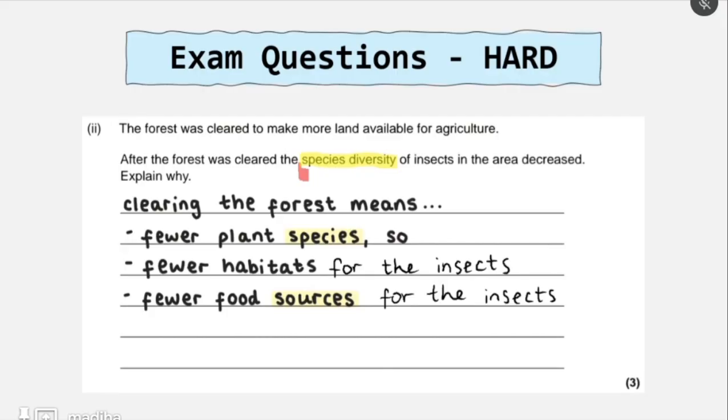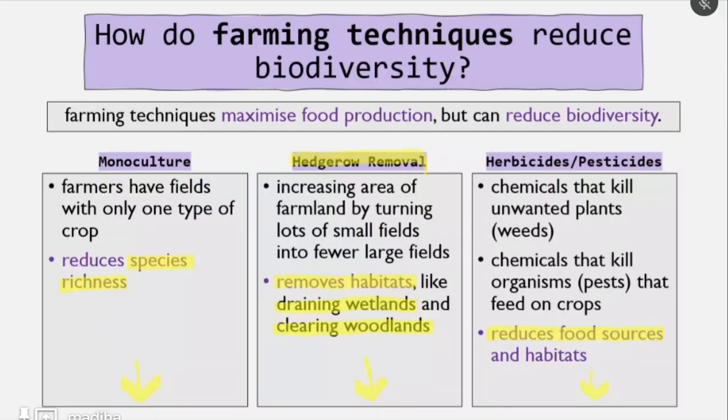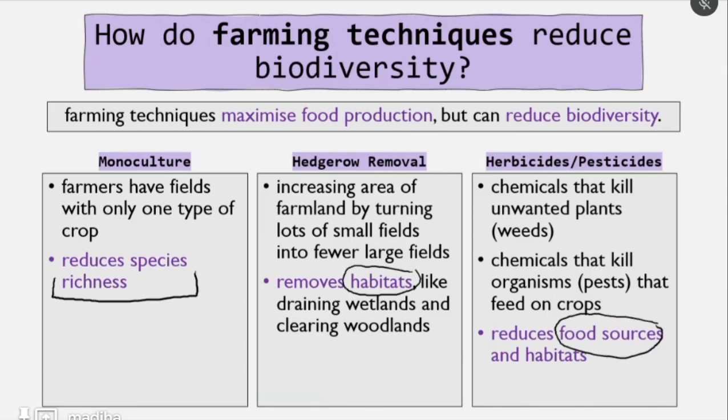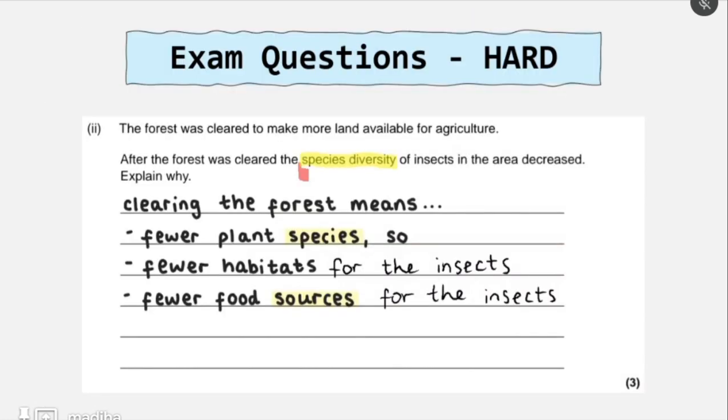So this is essentially the 3 marking points for that. We want to talk about the species of plants and then how it affects the insects. And if you remember from the slide that we had, if I just go back to it, we talked about species richness, the variety of species, removing habitats, and the food sources. So these three things are all under this: fewer plant species, fewer habitats, fewer food sources.